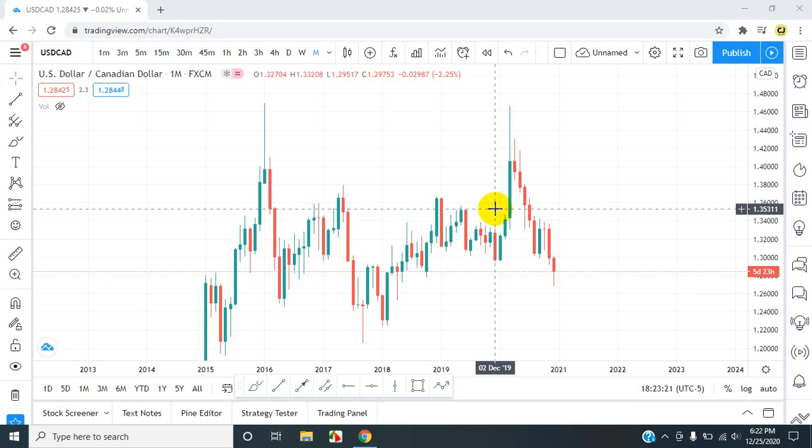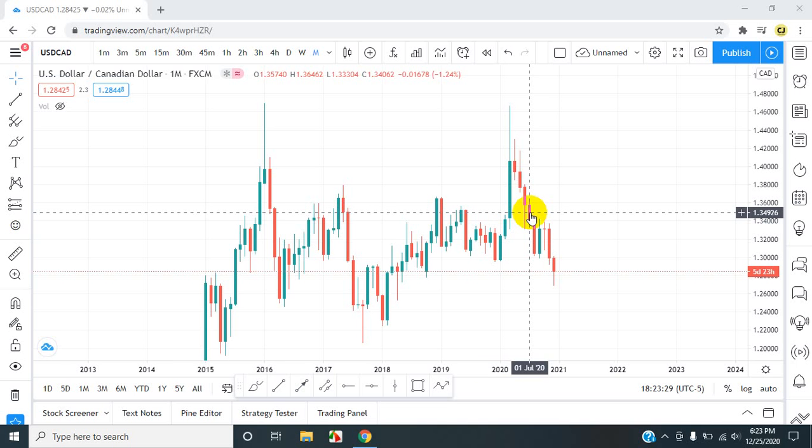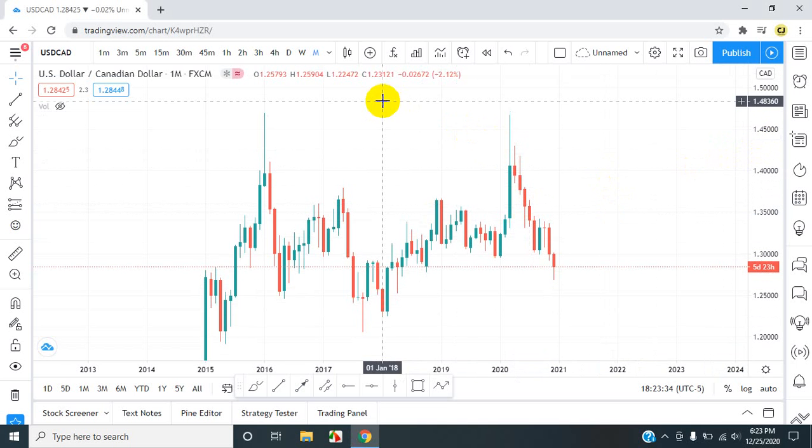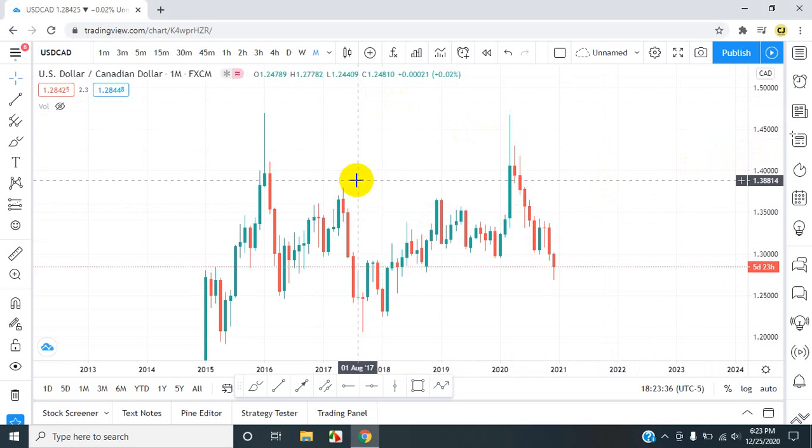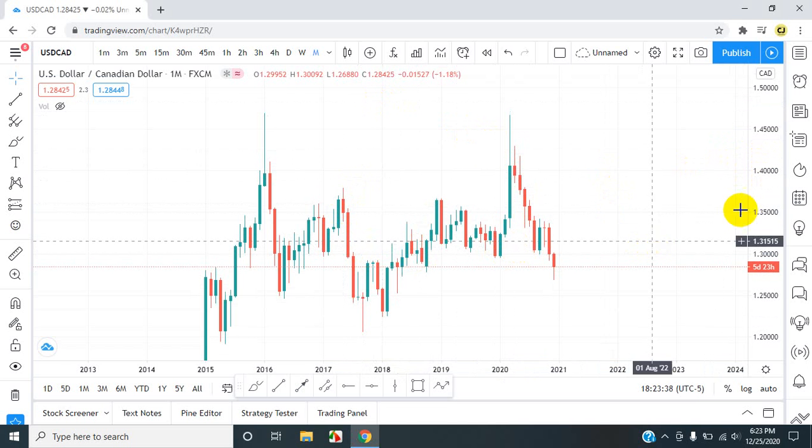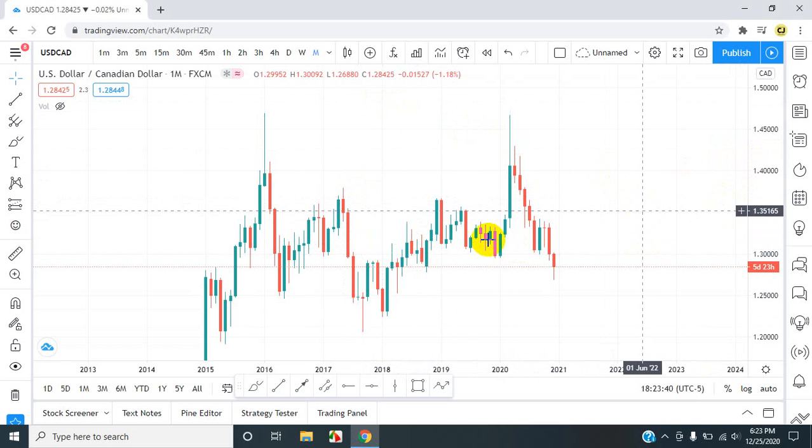Hi guys, we are here. We're working on the pair USD CAD, that's the United States dollar versus the Canadian dollar. We're going to look in the market to see what's going on. We're going to work down the time frame. We're going to start off on the monthly and see if we can go as far as we can to what makes sense.